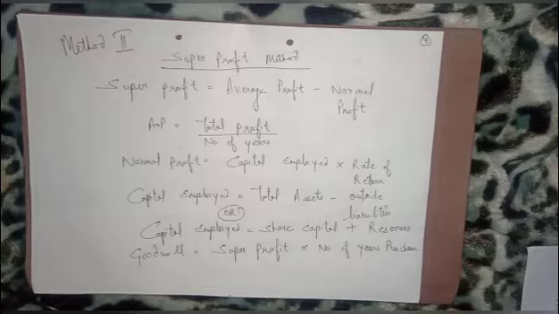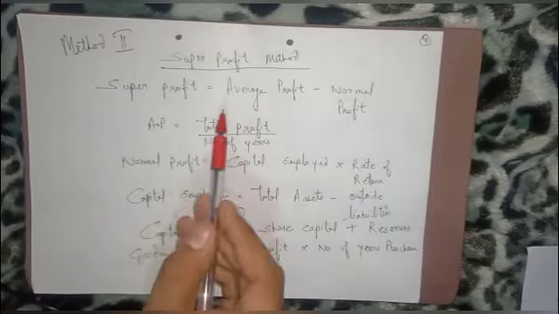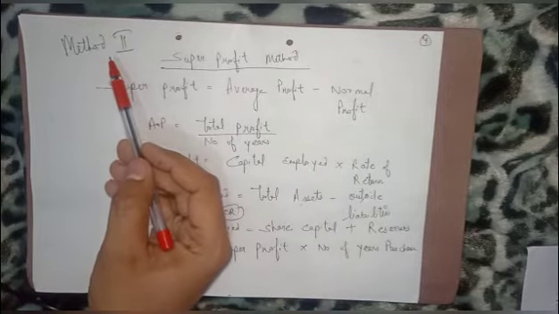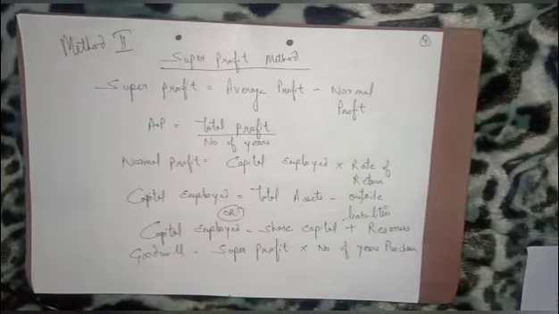So today we are going to start our method 2. The name of the method is, as you are seeing, the super profit method. This is the second method of the goodwill chapter, after the first method which we have done, that is the average profit method. What is the super profit method?